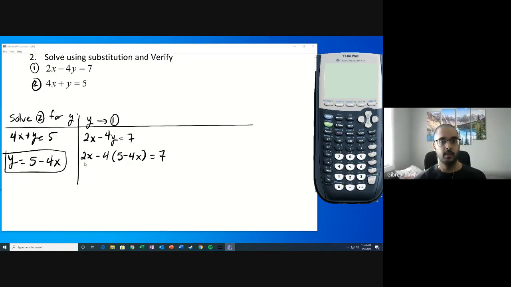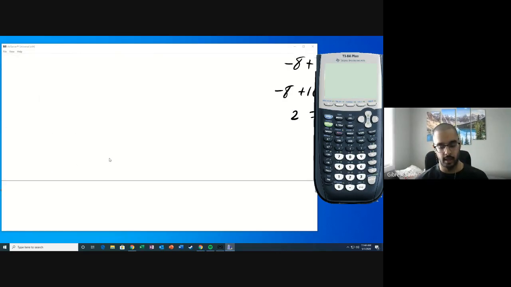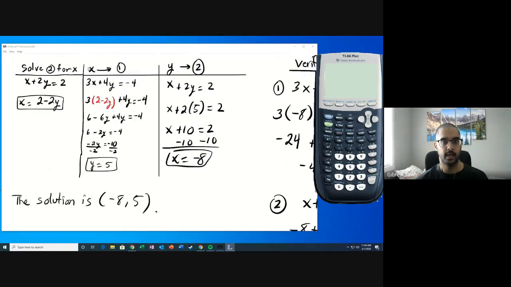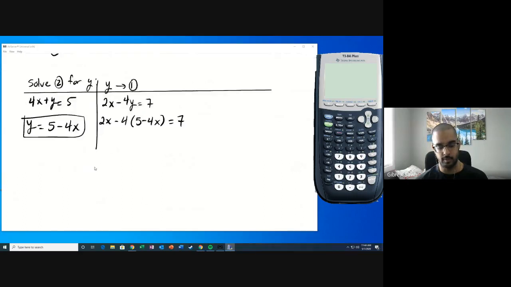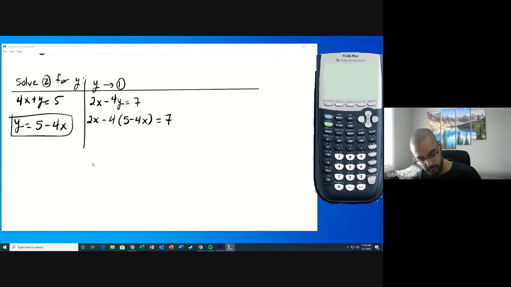Now this time, notice that if I'm plugging y in, that expression for y, I'm solving for x. It's always backwards. If I was plugging in x, I would be solving for y like the last one. Okay, we plugged in x, we got y. It's always opposite. Okay, so let's simplify. So 2x minus 20 plus 16x is equal to 7. So let's collect some like terms. I've got 18x's on the left side. That should be equal to 27.